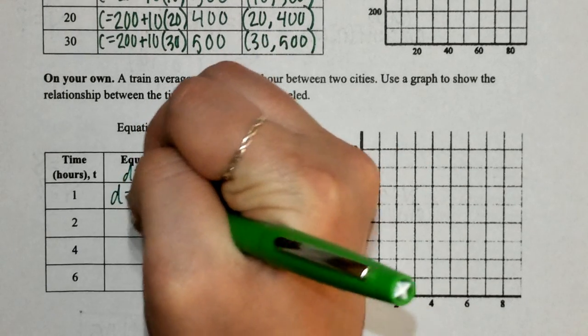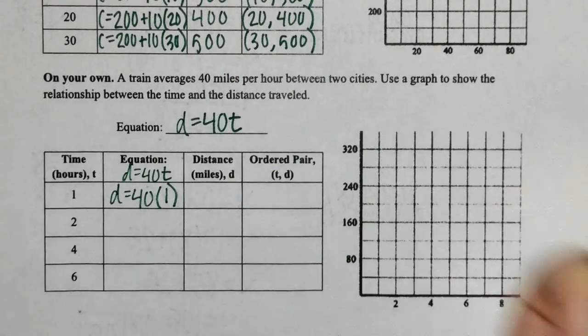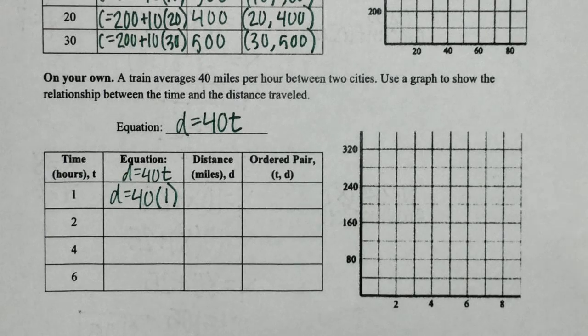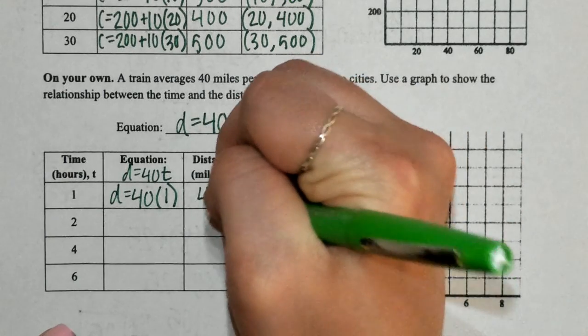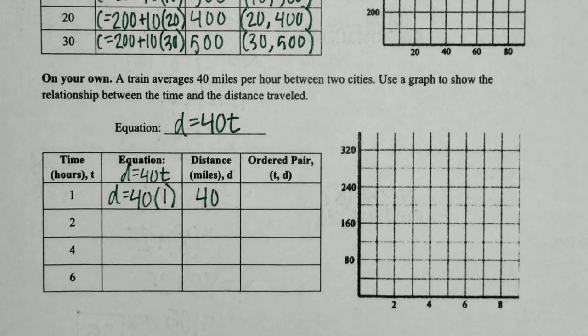So in this first one, it's going to be d equals 40 times 1. We know 40 times 1 is 40, so that's our distance. So what's our ordered pair? What are we going to graph?